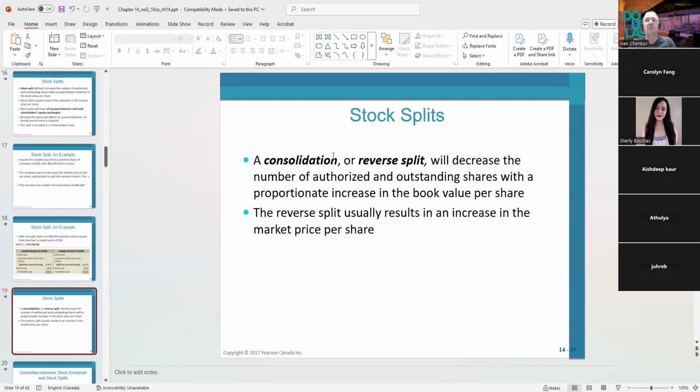Why do we want to do a reverse split? Because we want to decrease the number of authorized and outstanding shares, and we expect a proportionate increase in the book value per share. Is that going to transfer directly to a proportionate increase in the market price? We don't know, but the market price per share definitely is going to increase.